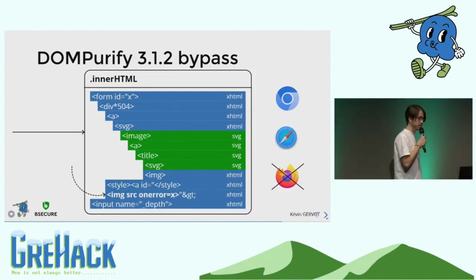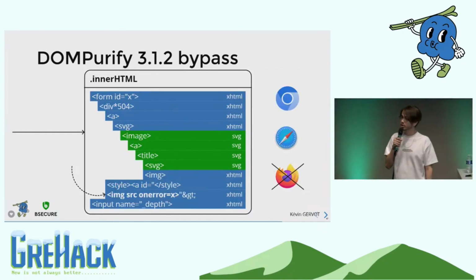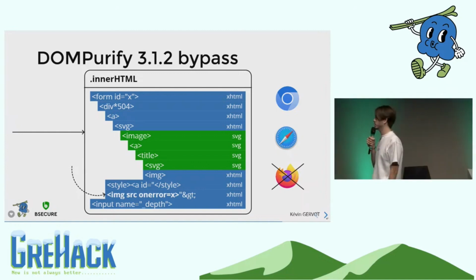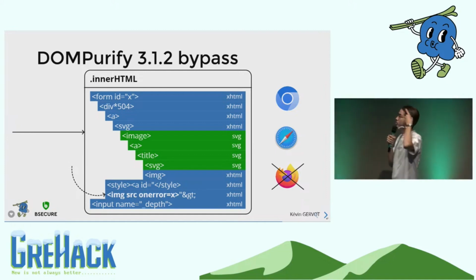And if we parse it one more time, because of the elevator mutation, the style tag is going to fall down into the HTML namespace. So again, the content is going to be parsed as text, which creates a mutation, which creates an XSS.